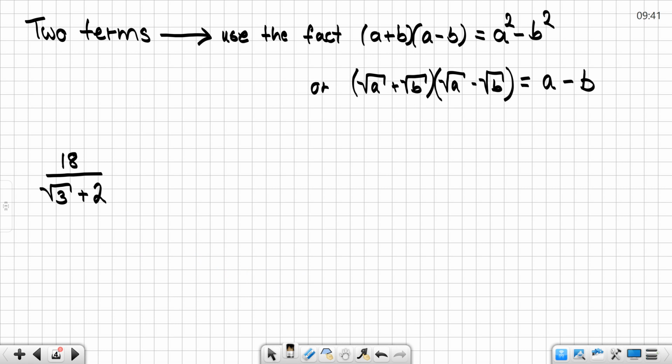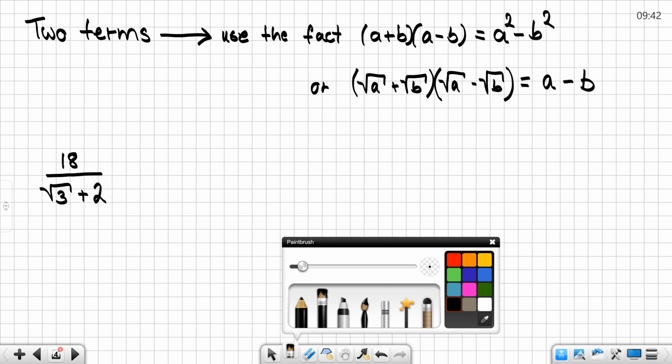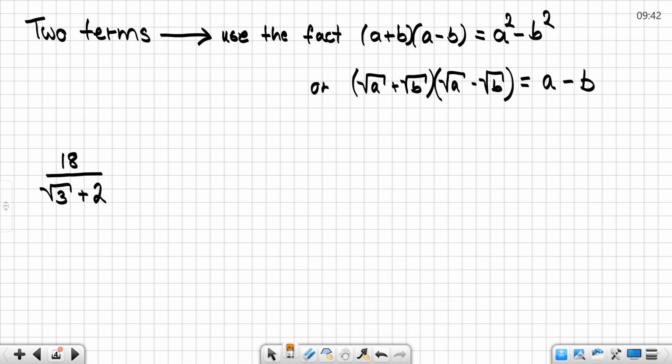So when we have more than one term in the denominator and there's a radical involved, then we are going to do the following. I remind myself of this fact right here. We called this the difference of two squares. A plus b times a minus b is a squared minus b squared. The product of the outer and inner term would cancel out.